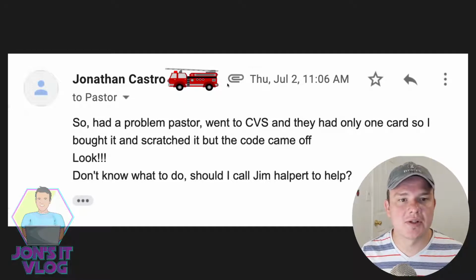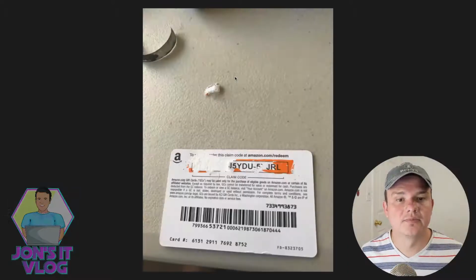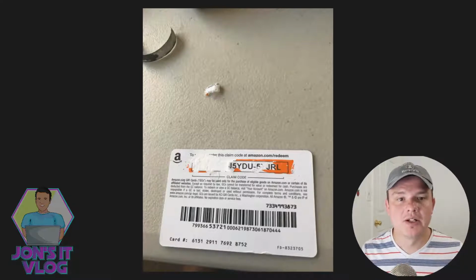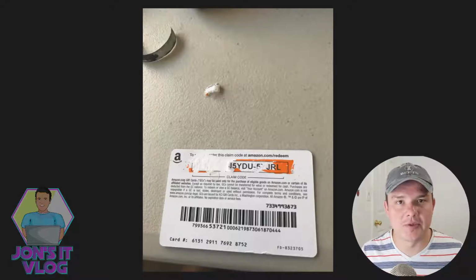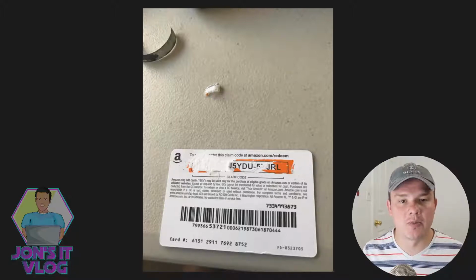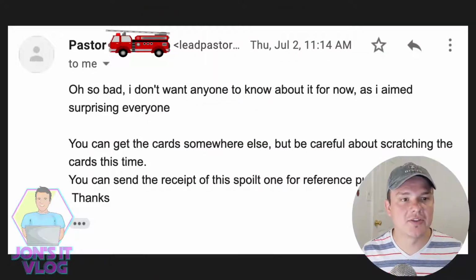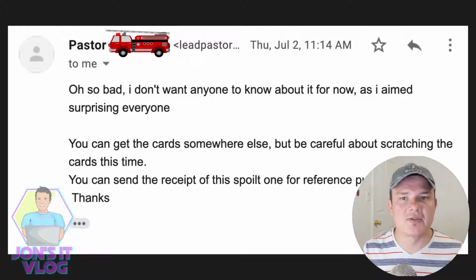And as you can see here, this particular email that I sent has an attachment, and this was the attachment. A generic Google image from somewhere that basically shows a halfway scratched gift card. I wanted to go a little bit farther to show that it was real. A picture of a gift card that was supposedly scratched that was no good anymore. So send him the attachment. And his response, "Oh, so bad. I don't want anyone to know about it for now." Again, keeping the secrecy, as I aimed to surprise everyone.